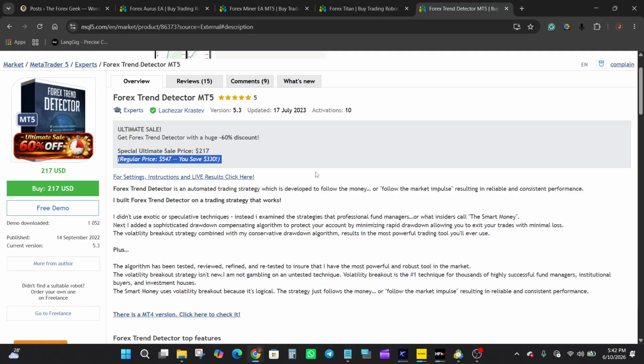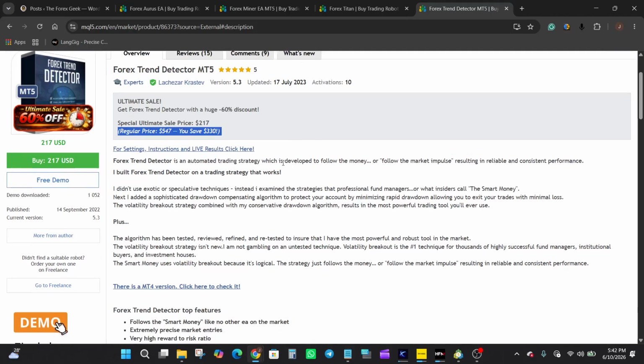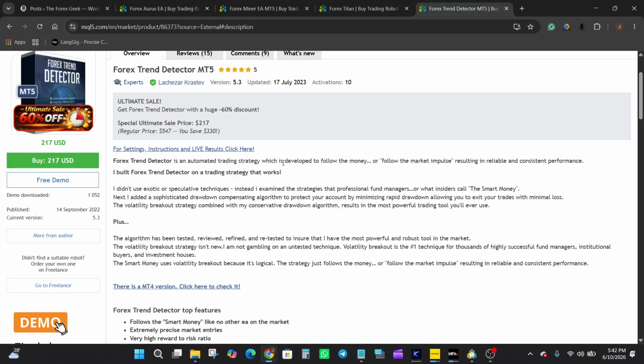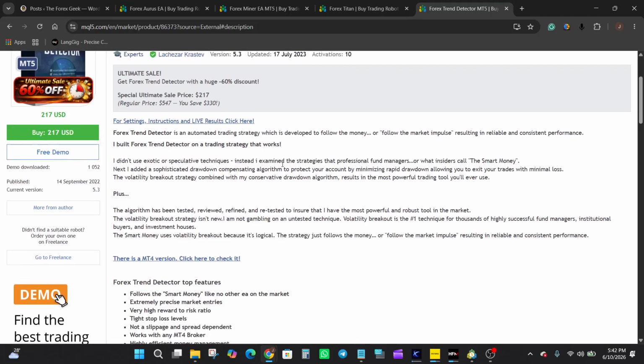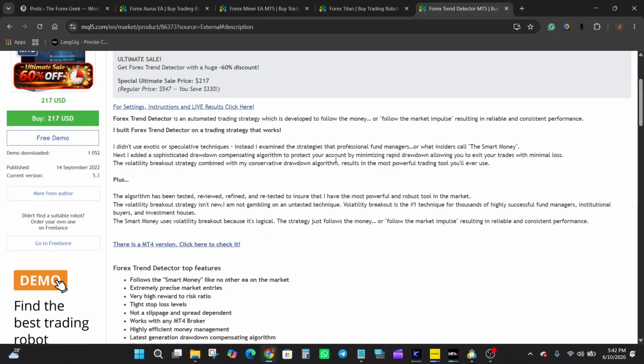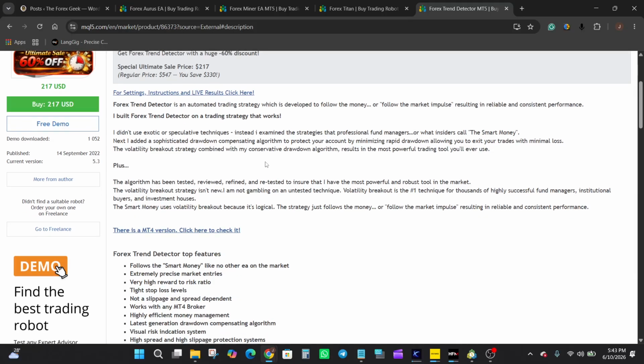So from the description, this EA is designed as an automated trading system that focuses on following market impulse, or what it refers to as smart money movement. And it also highlights a volatility breakout approach combined with a drawdown compensating algorithm, which is aimed at controlling risk during active trading conditions.